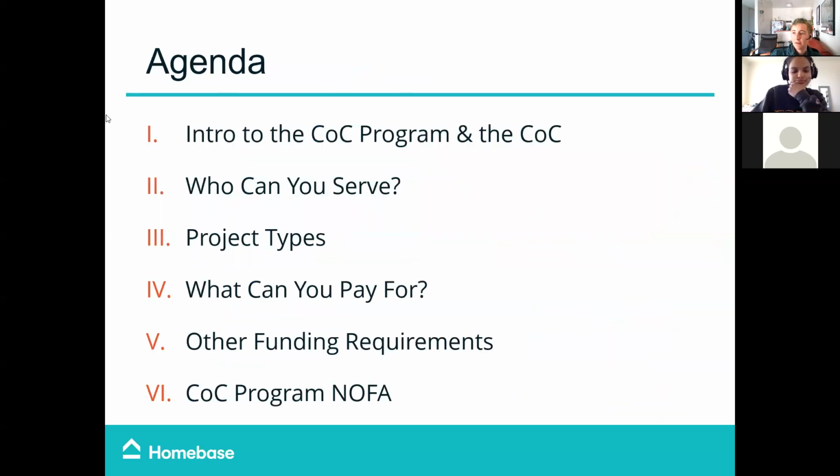And then to go over the agenda for today. So we'll start with a quick intro to the COC program and to the continuum of care, the concept itself. We'll talk about who you can serve. We'll talk a little bit about what project types you can apply for. We'll talk about what you can use the funding to pay for, what the eligible costs are, a few other funding requirements, and then we'll look at the COC program local competition process very briefly.